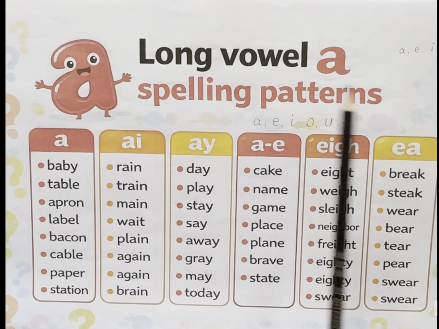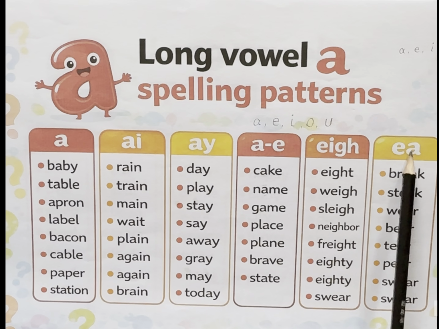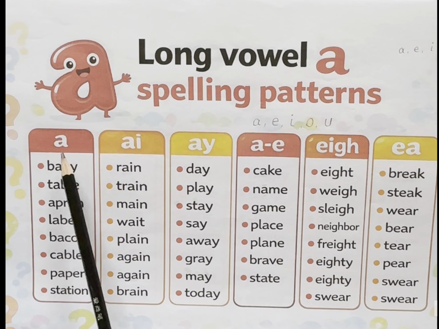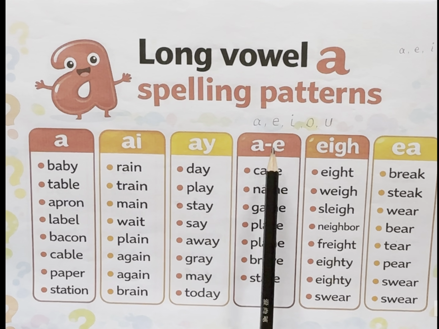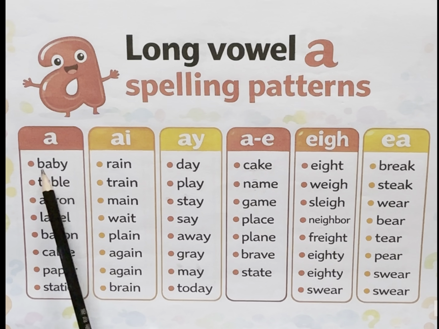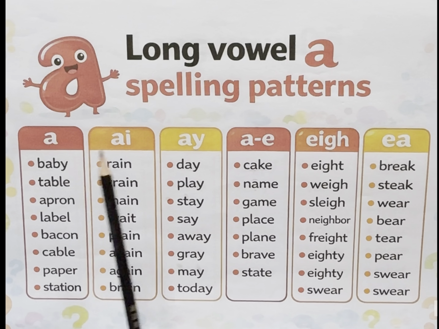So, in this lesson we will learn long vowel A with different spelling patterns. It means in today's lesson we will read all these spelling patterns as the long vowel A sound. A as in baby. B, A, B, E, baby.